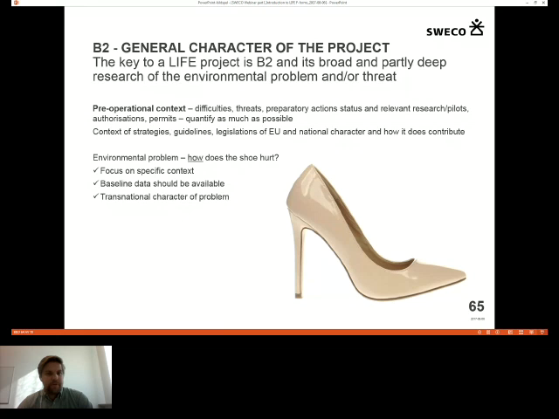So be sure to explain how the issue does hurt and focus on the specific context. That's the most important. You go into detail and you try to quantify as much as possible how large areas, for example, are experiencing this environmental problem. Is there enough baseline data to show that this is really a problem? Present as much as you have. If you cannot fit it into the text, you can always use some figures and pictures that you're uploading.